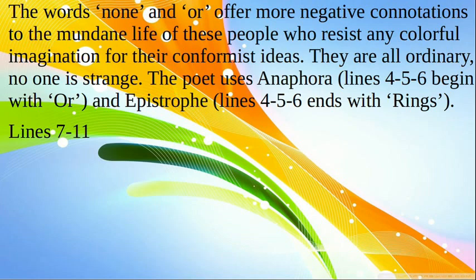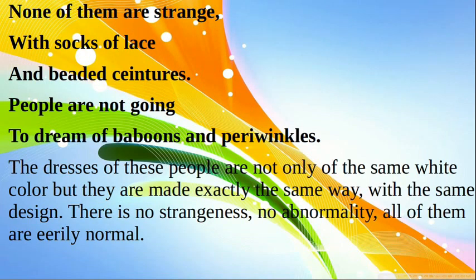The poet uses anaphora, lines 4, 5, 6 begin with "or," and epistrophe, lines 4, 5, 6 end with "rings," lines 7 to 11. None of them are strange. With socks of lace and beaded cinctures, people are not going to dream of baboons and periwinkles.